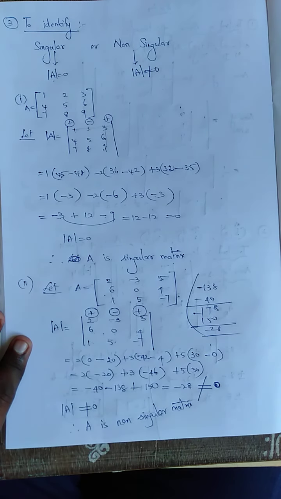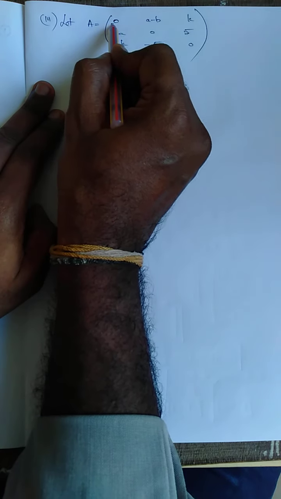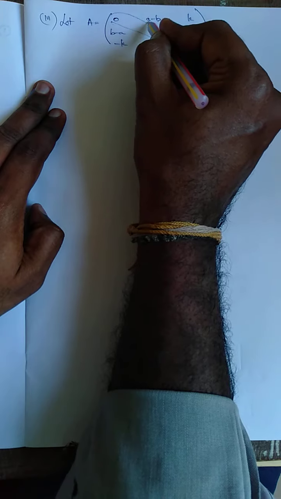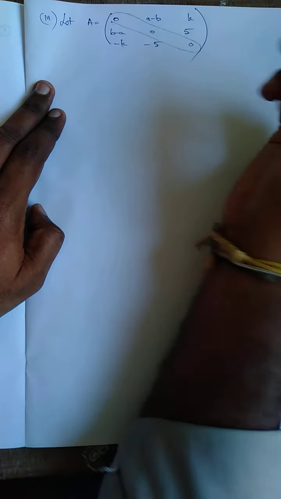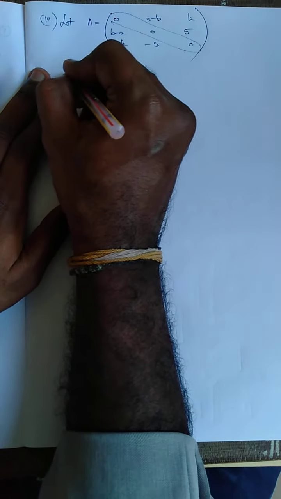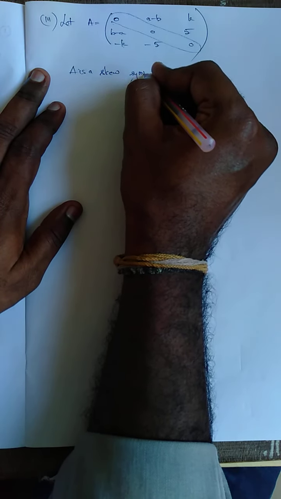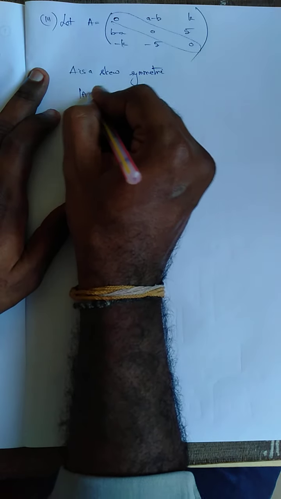Next third subdivision. So in this one I need to find whether determinant of A is 0 or not. If we see the diagonal here, 0 0 0 0 0, A minus A, here B minus B, here K minus K, here 5 minus 5. This is a skew symmetric matrix. Without expanding we can say, therefore A is a skew symmetric matrix. Since A is a skew symmetric matrix, determinant of A is equal to 0.